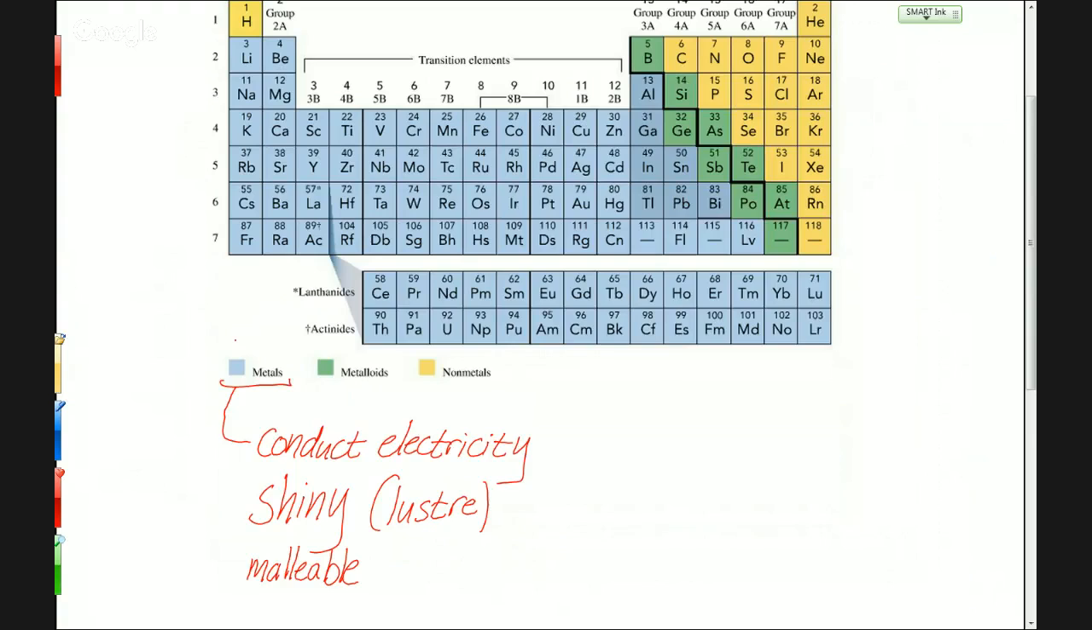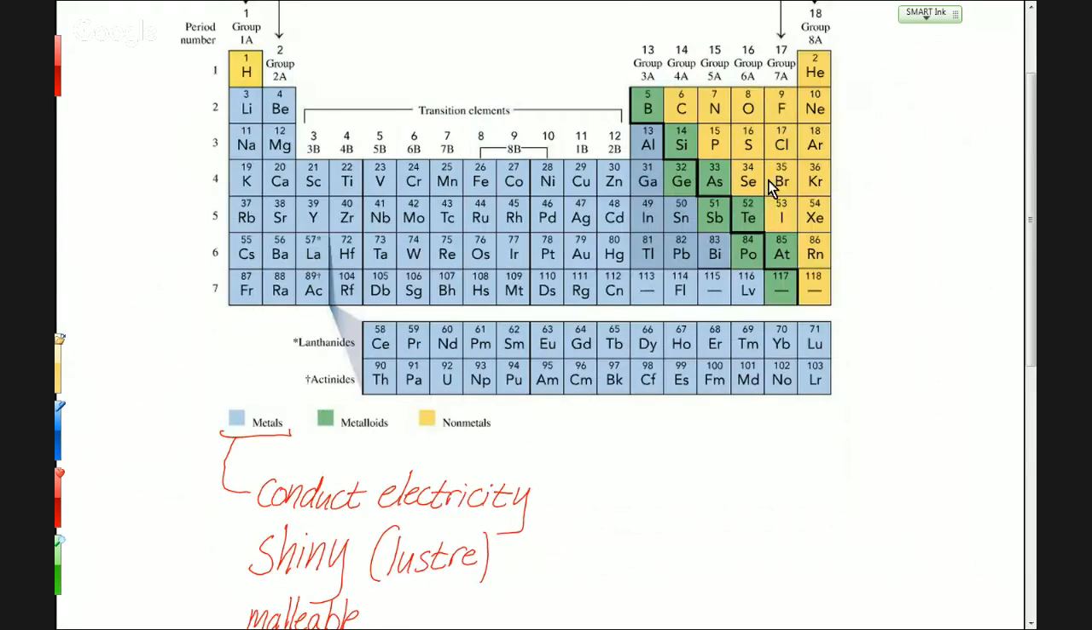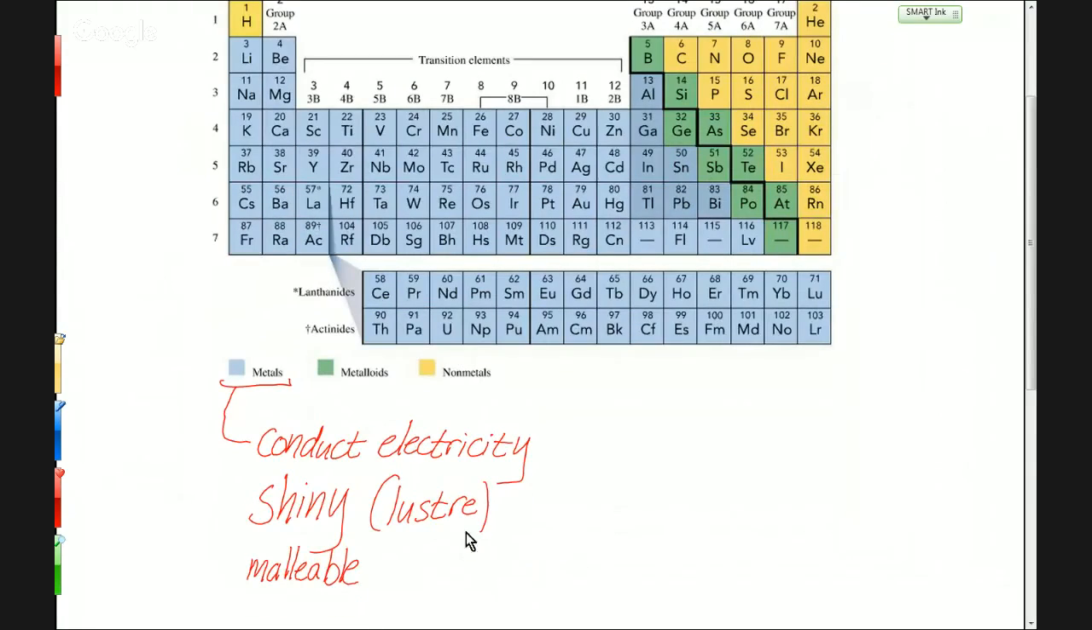Okay. So we would imagine the yellow ones, the nonmetals, are kind of the opposite of this. They tend to not conduct electricity. They tend to be dull and not shiny, and they are brittle. They'll break if you hit them. Now, that's not true for everything, and some of them are gases, so it's kind of different, but that's a good general sense of what the difference is.